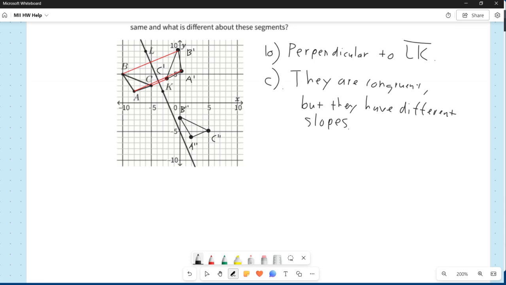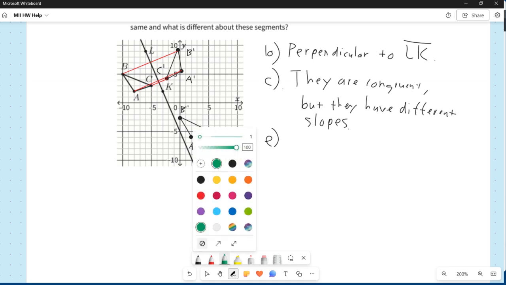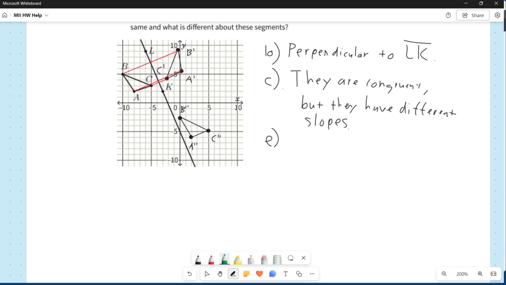For part E, what do you notice about the line segments A double prime, B double prime, and C double prime? So what happens when we connect our image to our pre-image? I guess we'll use maybe green. Try that. So A to A double prime looks like that. B to B double prime looks like that. And C to C double prime looks like that.